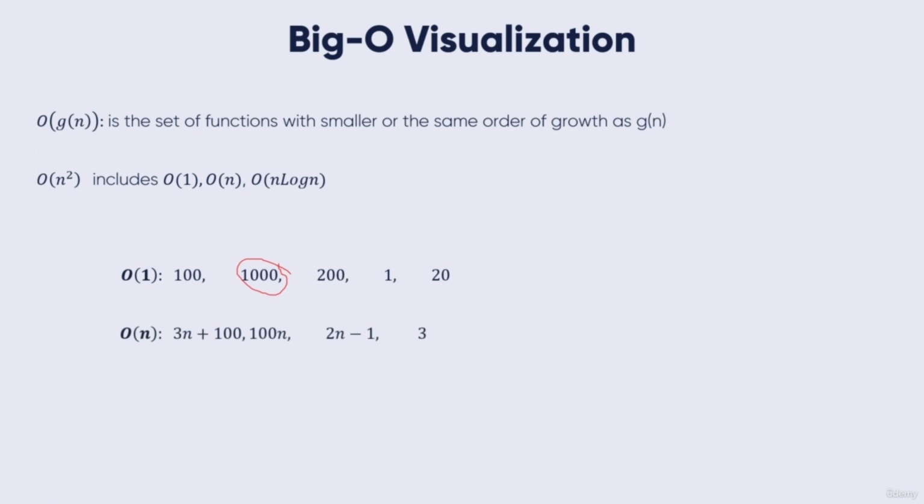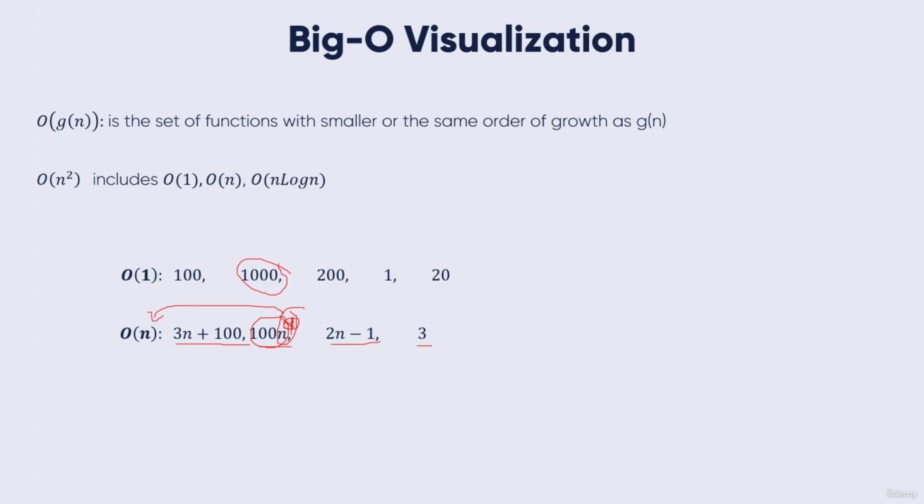Another example is O of n. For these terms, we have 3n plus 100, 100n, 2n minus 1, and 3. The largest order between these terms is n. So this is n, this is 100n, and the largest order is n to the power 1, which is n. It is denoted by O of n.